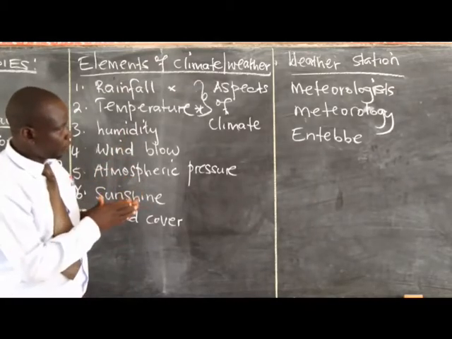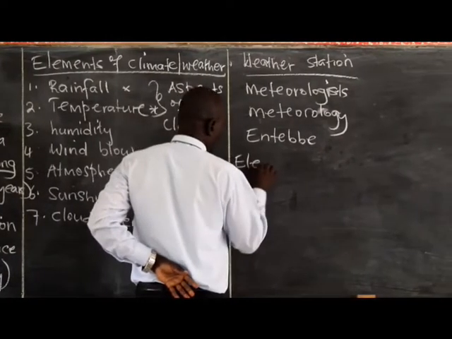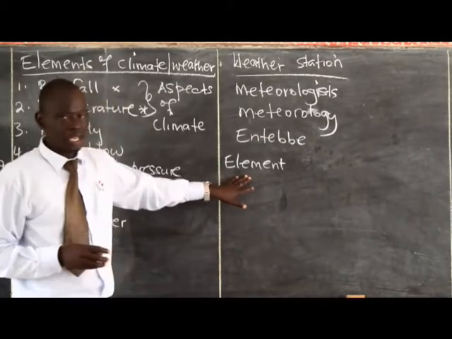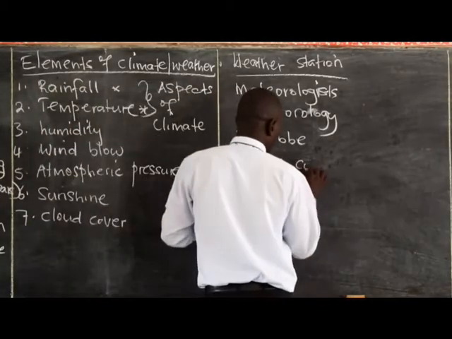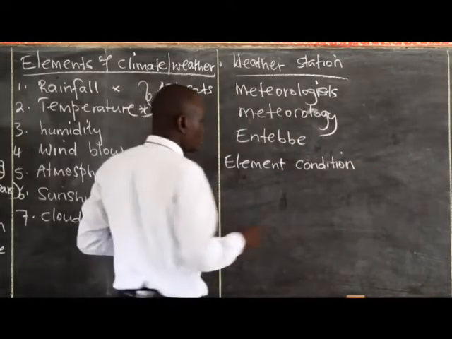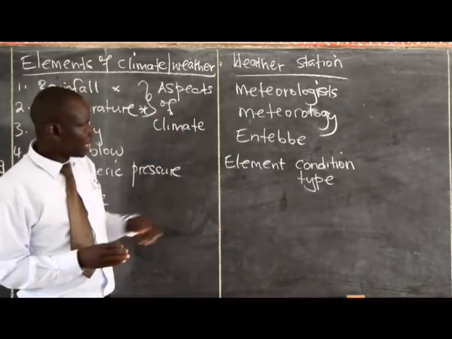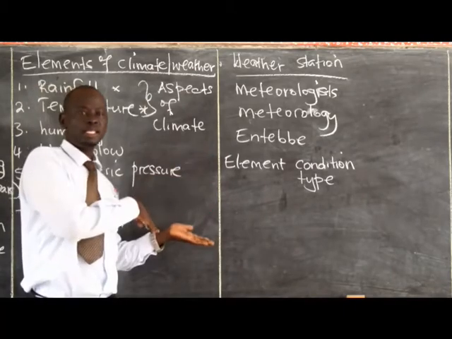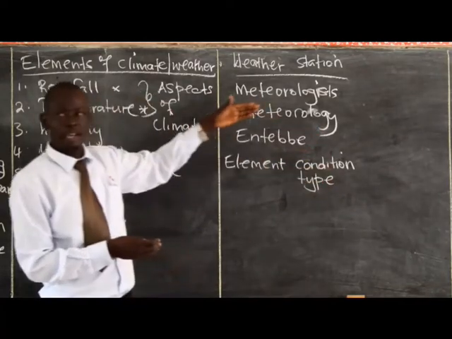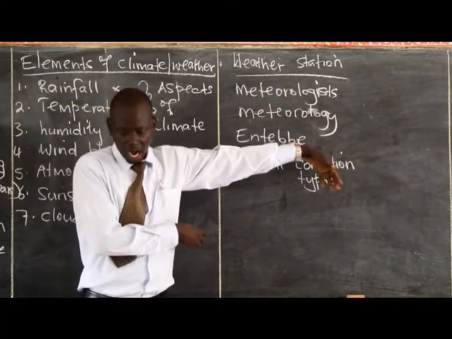So I'm going to draw a table here. In this table, the first part we shall have the element. Now from the element, we shall be able to determine the condition of weather. This condition can also be known as the type of weather, because many times candidates confuse the elements and condition. The question is asking for a condition, which should be a type. If I find somebody writing an element when they are asking for the condition, that is wrong.